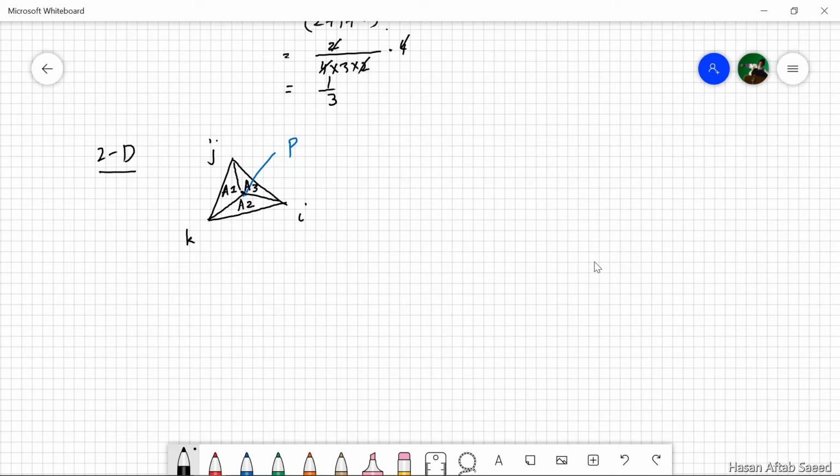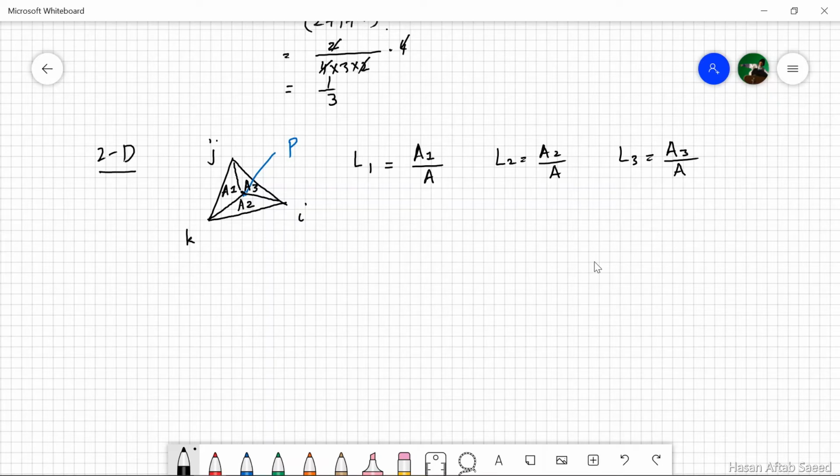Now, it's obvious that we are going to have three natural coordinates for an area element. L1 is equal to A1 over A, L2 is equal to A2 over A, L3 is equal to A3 over A.